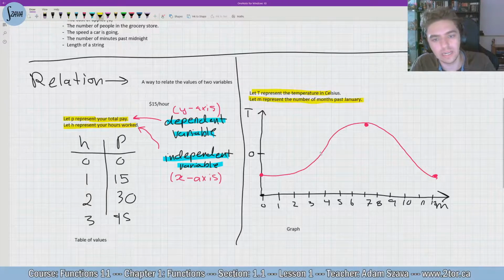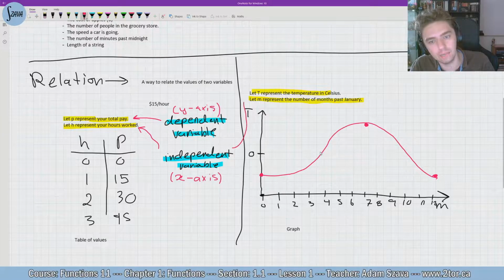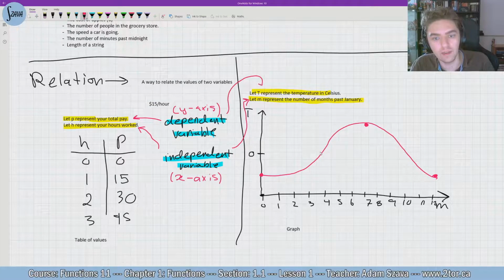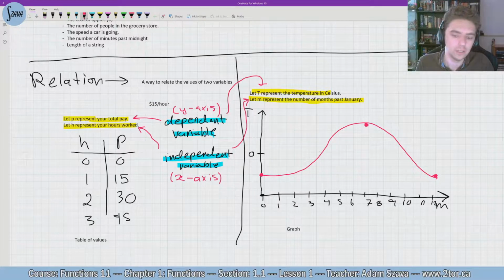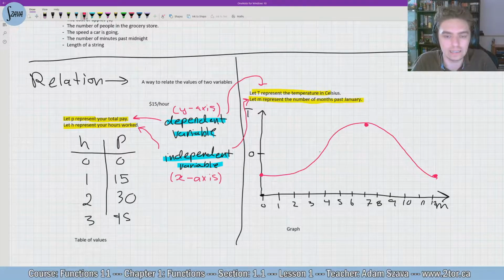Similarly here, what depends on what? Time goes forward no matter what. So M, the number of months past January, goes forward. But the temperature, well, if I ask you what the temperature is today, you're going to ask me, when is it? What's the date? And then you could take a guess, or you can look at a graph and try to figure out what the temperature was on this day.